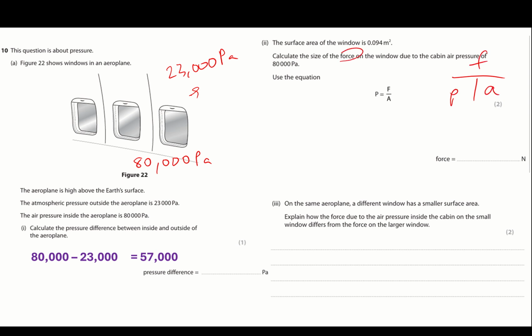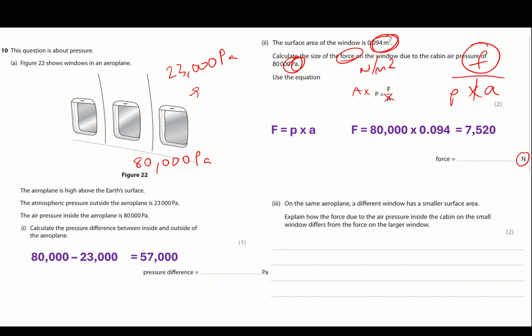The next one, so we've got our Professional Football Association. It says calculate the size of the force. So we can see I want F on its own, so I'm going to have to multiply both sides by the area. So it says use the equation. So we know F equals P times A. So meter squared, pascals. This is just checking that you know a pascal is newtons per meter squared. Want that in newtons, perfect. We don't need to change any of those. So F equals P times A, 80,000 times 0.094 is 7520 newtons.